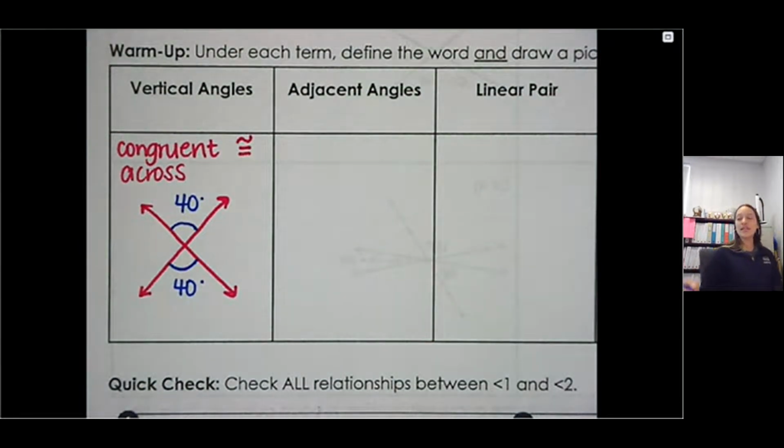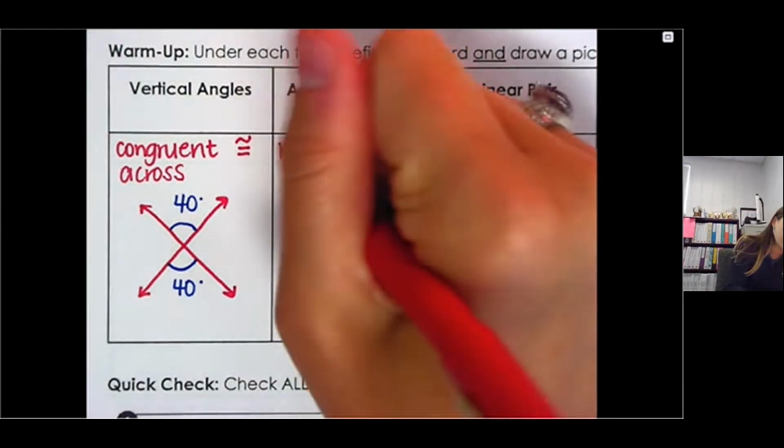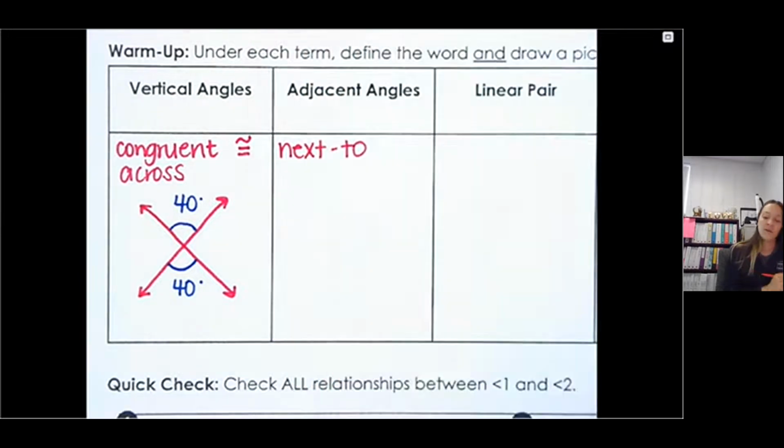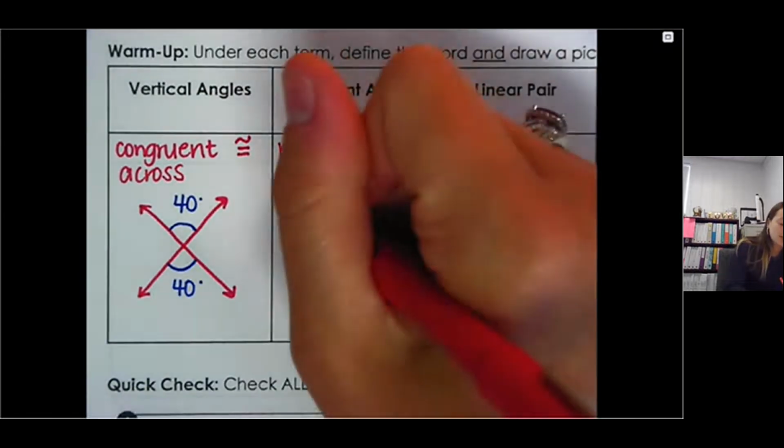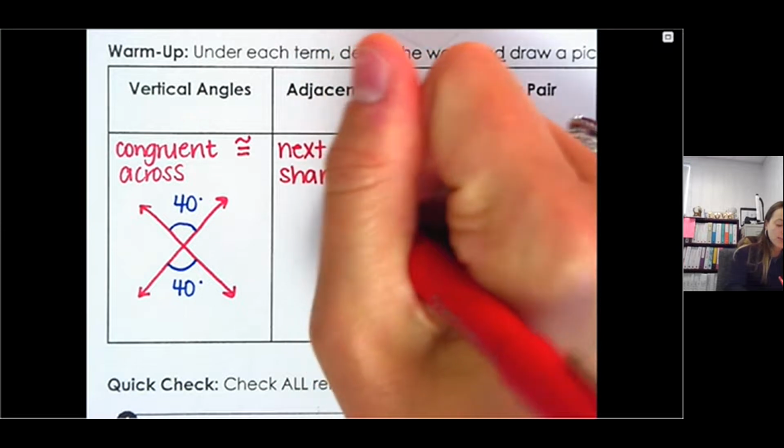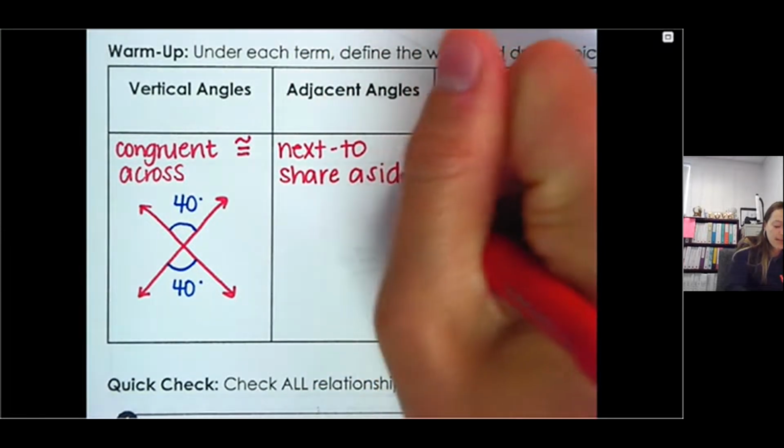Number two, adjacent angles. Who can define it for me? Olivia, what do you think? Common side and a common vertex. In other words, what does that mean? They're touching. They're next to each other, right? Okay, so you can put either one. I'm going to put next to. And like Olivia just told us, they share a ray or a side. So I'm going to put share a side.